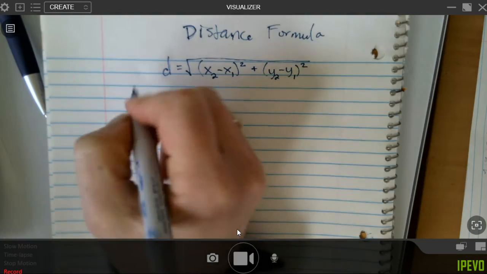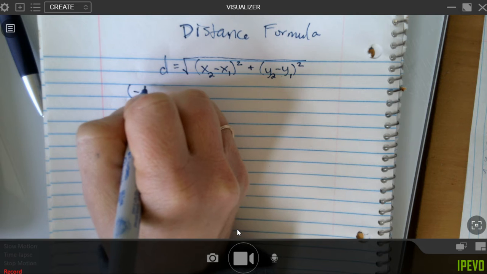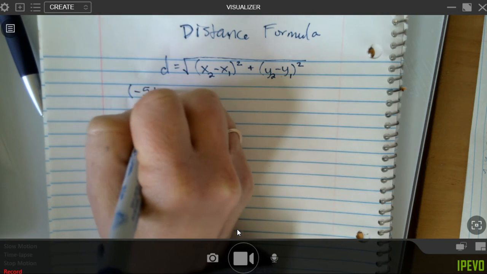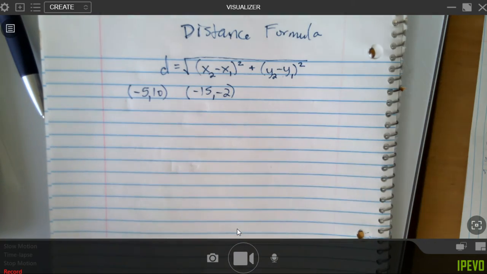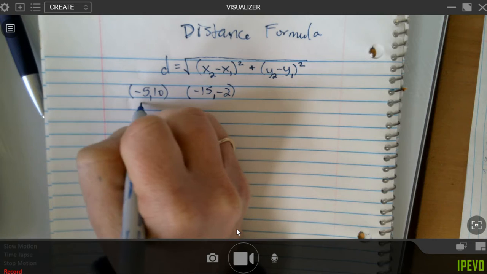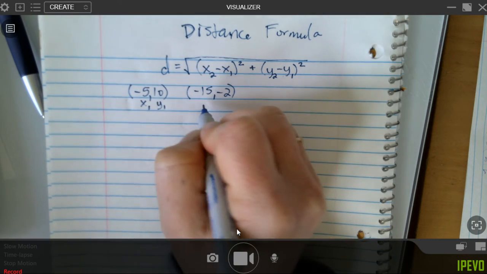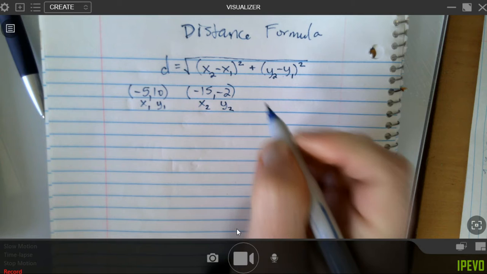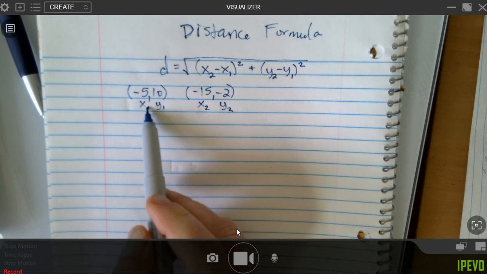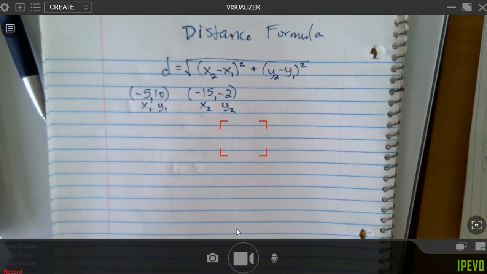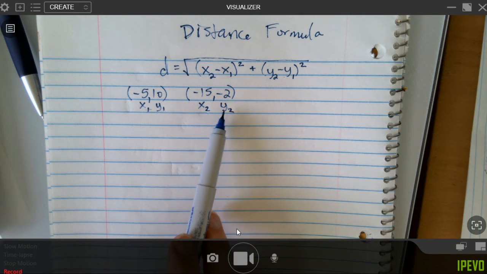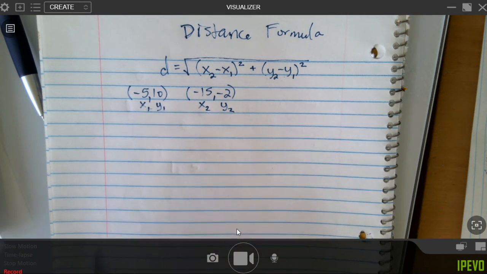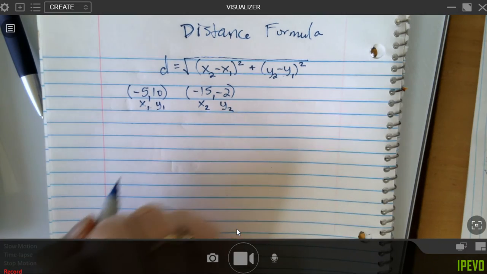If we have 2 points, negative 5, 10, and let's do negative 15 and negative 2, the first thing you want to do is label your points. I would label this x1, y1, x2, y2, simply because this is my first point, so I'm calling these the 1s, and this is my second point, so I'm calling these the 2s. It doesn't really matter which ones are the 1s and which ones are the 2s, but they do belong to one another. So the x2 will be with the y2, and the x1 needs to be with the y1. That's the first step, label the points.